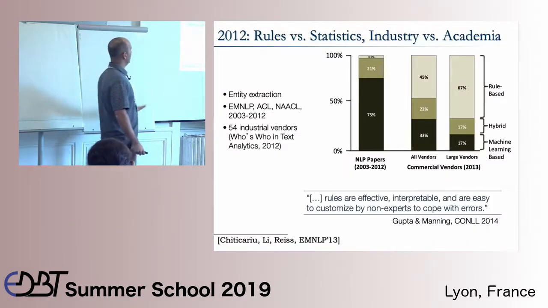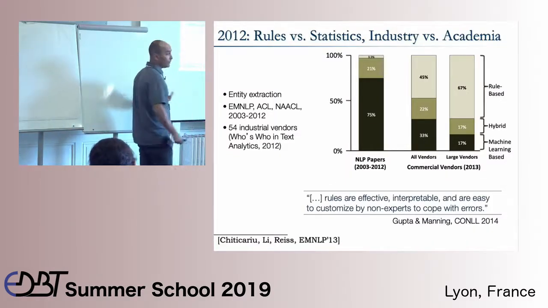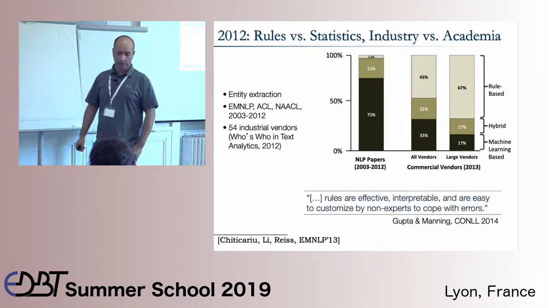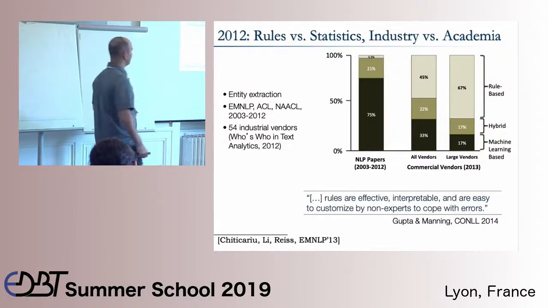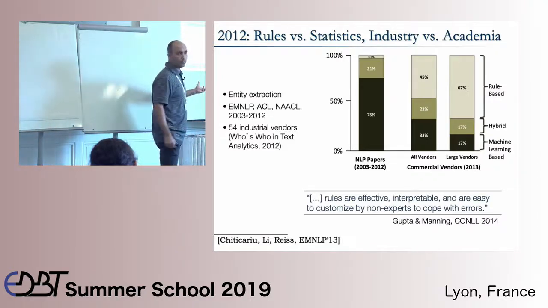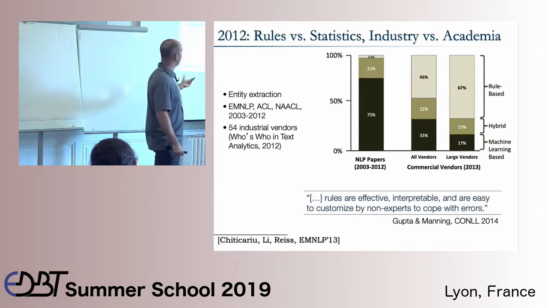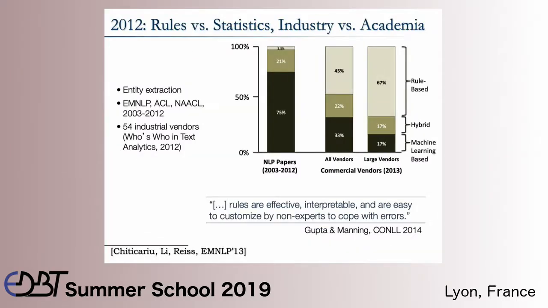And the advantage back then of these rule-based systems was that they allowed you full control, which was important for businesses, for industry. And there was some support in the academic world by Gupta and Manning. Manning is probably the most important NLP scientist, who said that the rules are effective, interpretable, easy to customize by non-experts to cope with errors.